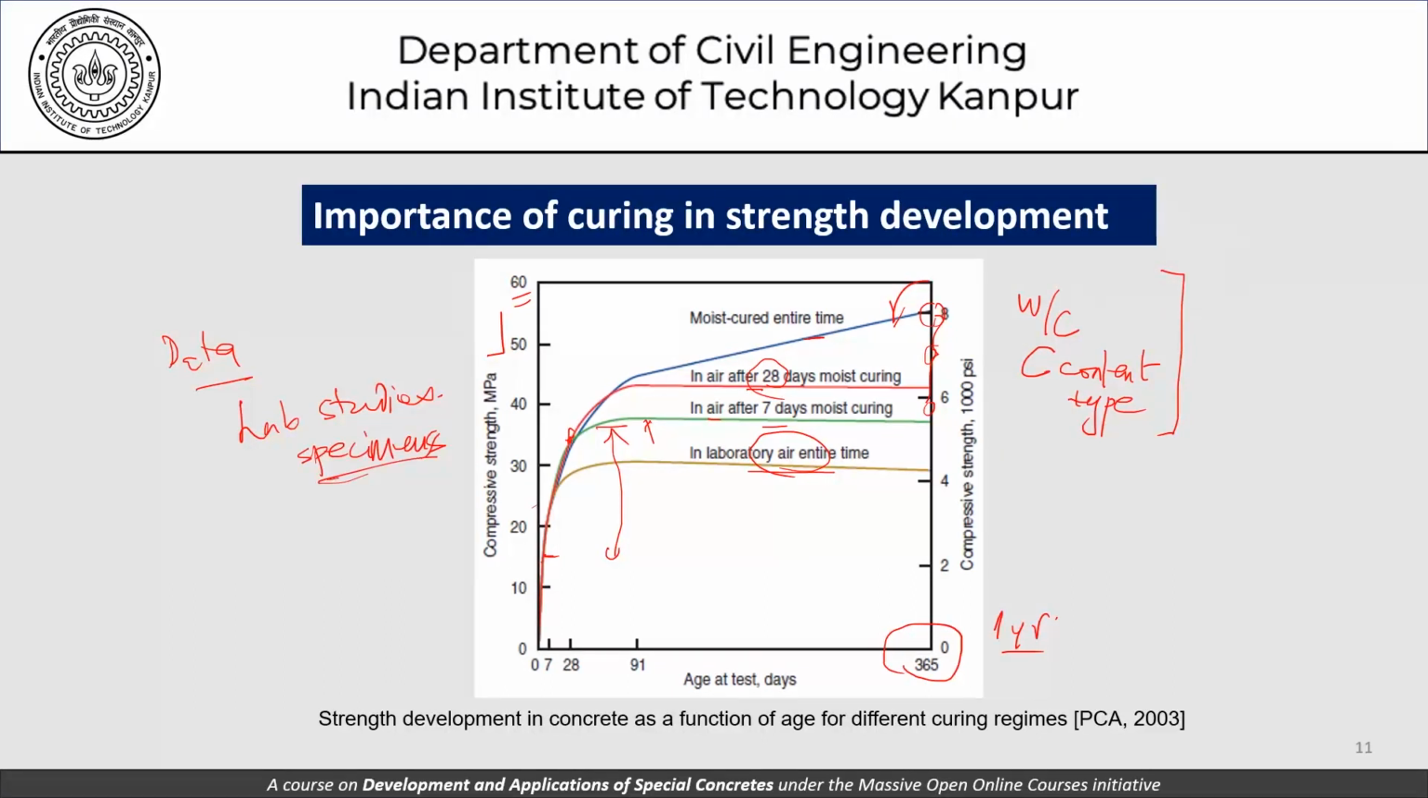Now this is quite different from the real structure, because as we saw in the structure, there is a concrete which is close to the surface and there is main body concrete. So it's difficult to discuss whether this strength development that we are talking about is here or here. The conditions of moist curing certainly do not represent the conditions of either of these fully.